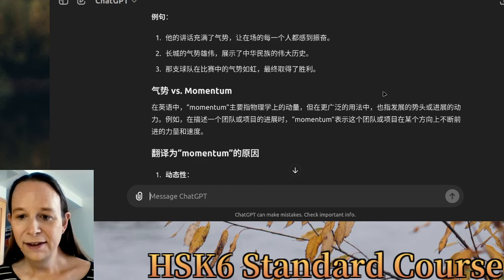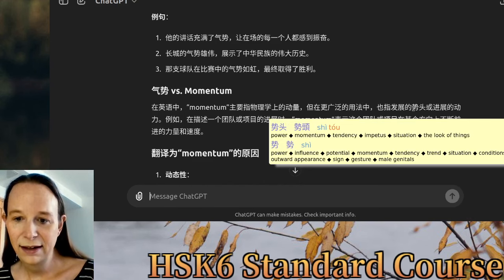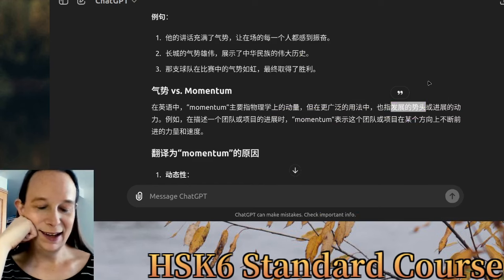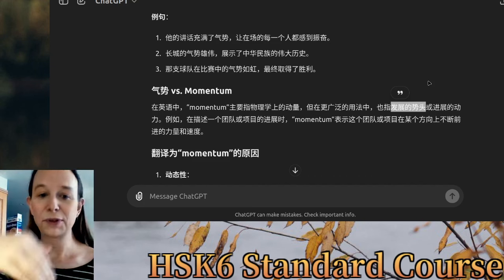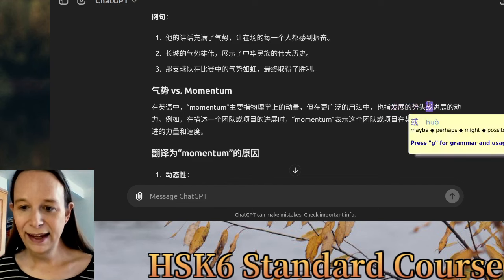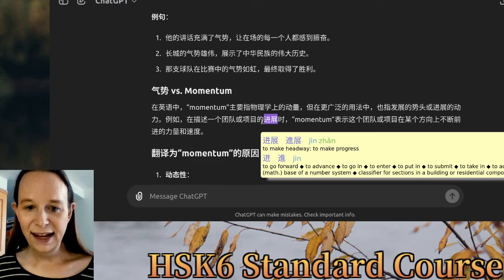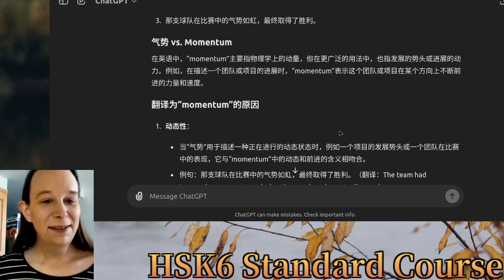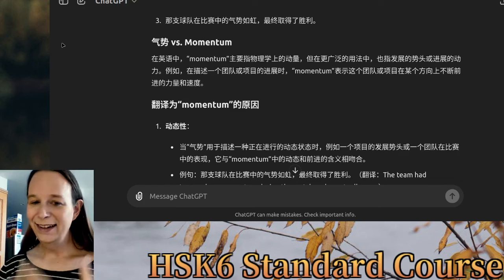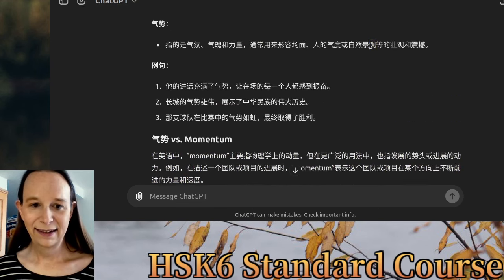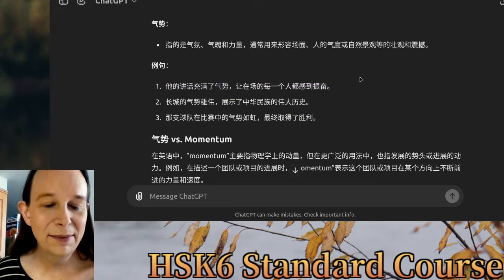但在更广泛的用法中, 它发展的势头, what is 势头? Power. So the development power. Maybe you have a cause that you're promoting. Oh, it's got quite a lot of momentum at the moment, used figuratively, that I agree with. 或进展的动力. But what's that got to do with 气势? 进展, making progress. So I'm making progress with my HSK6 studies, so you can say I have lots of momentum in my studies at the moment. However, I have no idea. Let's see these examples, see what comes up.